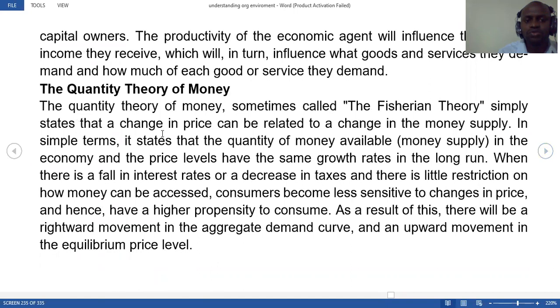Then we also have the quantity theory of money, which is called the Fisherian theory. It simply states that a change in price can be related to a change in money supply. So if there's a change in money, then it will have a ripple effect on the supply or the demand. In simple terms, you can also say it states that the quantity of money available, that is money supplied in the economy, and the price level have the same growth rate in the long run. So if the government decides to increase the money, that money will have a ripple effect on everything else.